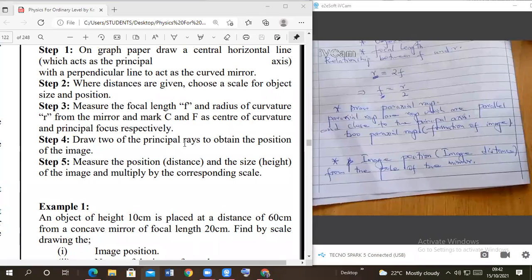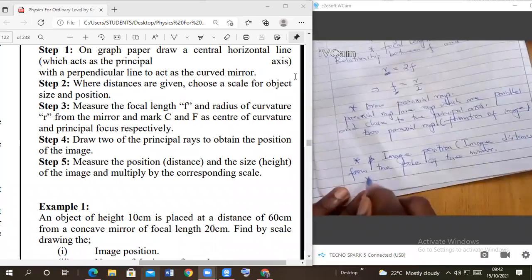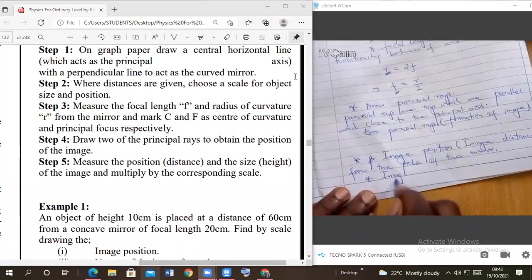Is that okay, members? Yes. So all measurements must start from the pole of the mirror. Then from this one, you can also determine the image size.